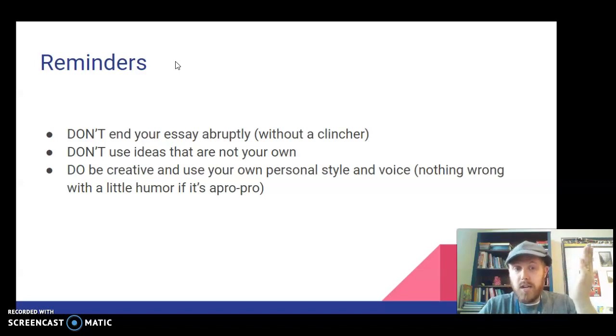But you can be creative and use your own personal style and voice. Nothing wrong with a little humor as long as it's appropriate. Your conclusion paragraph, especially your clincher, is an okay place to break that no personal pronouns rule, as you saw with some of my examples. Anyway, so that's how to write a conclusion paragraph.